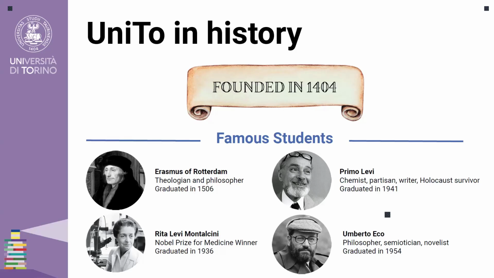And of course, we had other very important, famous personalities, more than one. Here you see Rita Levi Montalcini, a Nobel Prize winner, but also Primo Levi, a very famous writer and intellectual from Italy. And Umberto Eco is another philosopher and novelist, who graduated in 1954.